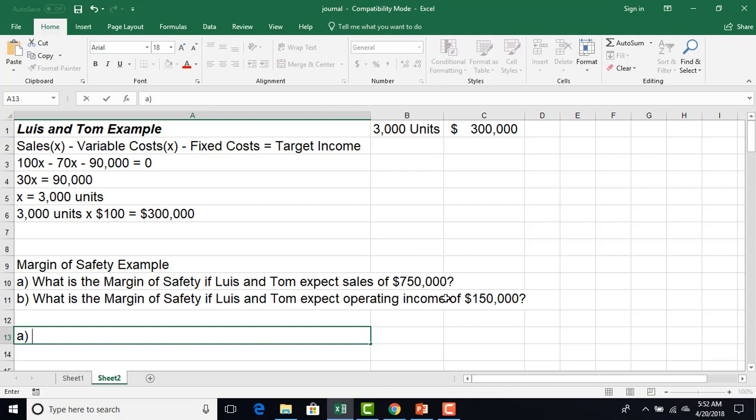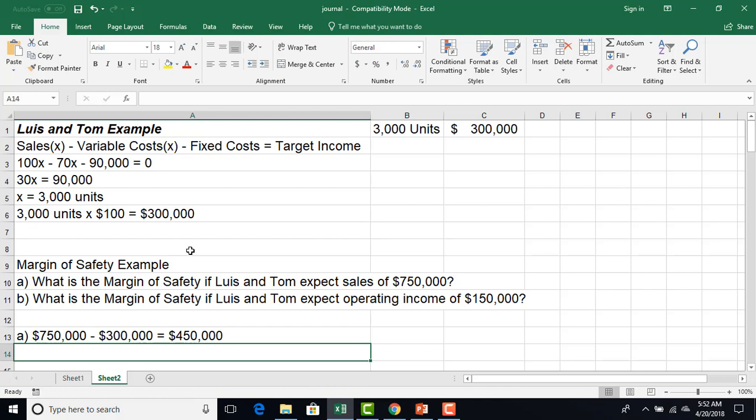I know my expected sales right here. It says, what is margin of safety if Lewis and Tom expect sales of 750,000? All right, well, there's my expected sales, 750,000. It's how much more are those than the break-even sales, right? Again, I know my break-even sales. I just calculated them right here as 300,000. So 750,000 minus 300,000 tells me margin of safety for letter A here would just be $450,000. All right, their margin of safety, that's the wiggle room that they have, how much they can mess up by and still be okay.